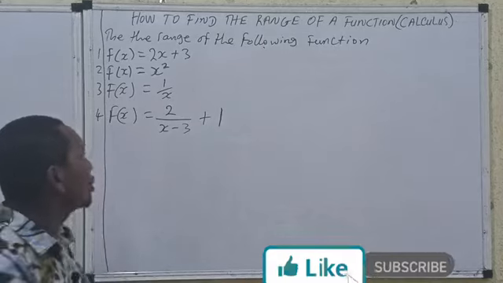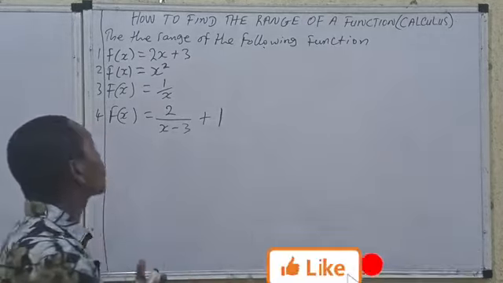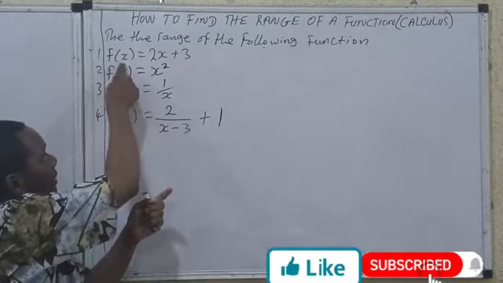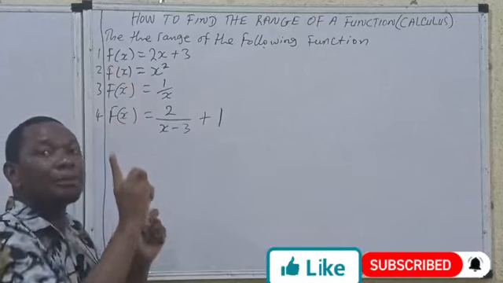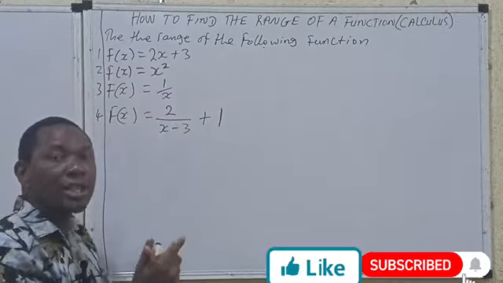Now, let's talk about function in general. We know that a function is like a machine. You put something in and you get something out. So, what you are putting in is the x, and the x is actually the independent variable, while what you get out is the y, which is actually what?